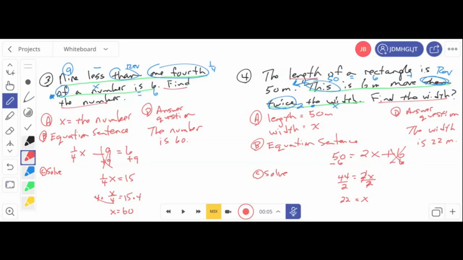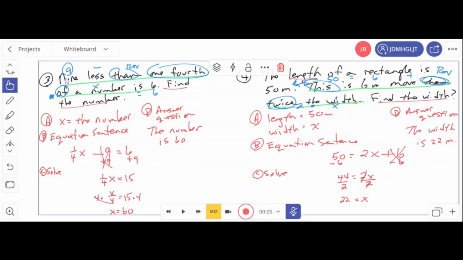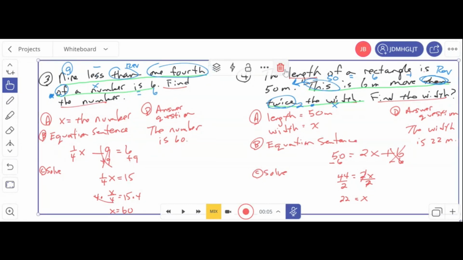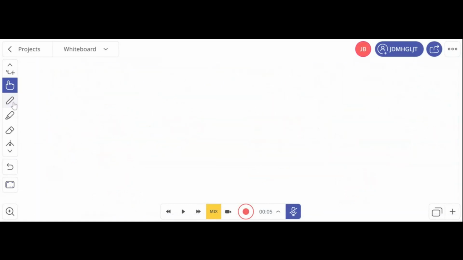Okay, we're going to do one more and then we're going to move to the homework. Okay, it's going to make me erase all of it. So we're going to do number 10.